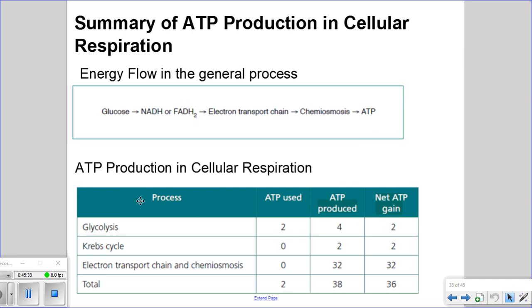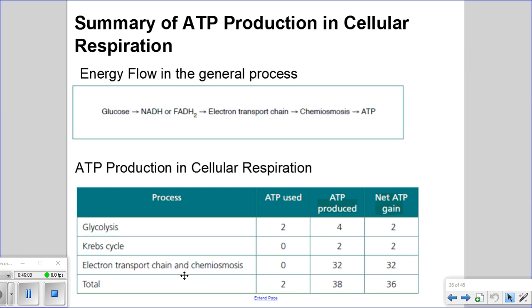And then this chart here looks at ATP production in cellular respiration. In glycolysis, we have 2 ATP used, 4 ATP produced, for a net gain of 2 ATP. In the Krebs cycle, we don't have any ATP that's used. We generate 2 ATPs, and we have a net gain of 2.